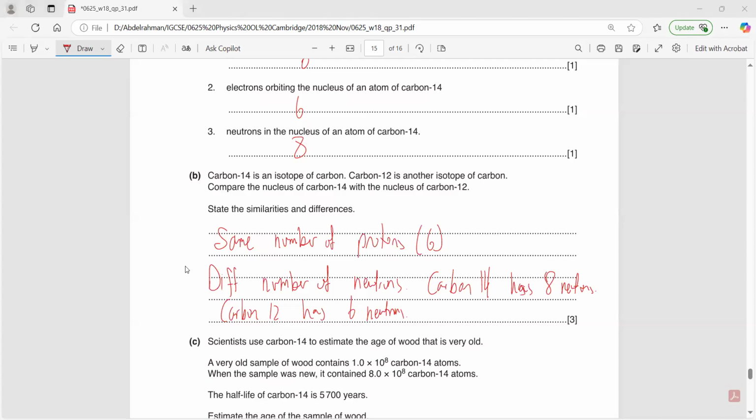You need to state the difference. Same number of protons, you can say same charge. Different mass number, different nucleon number. Let me write down here different mass number as well.